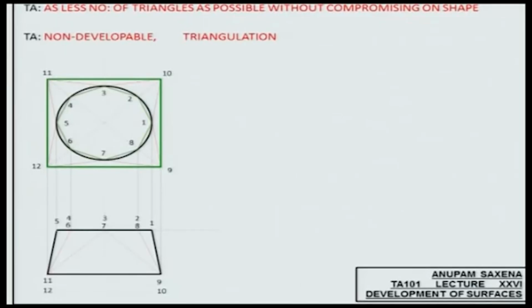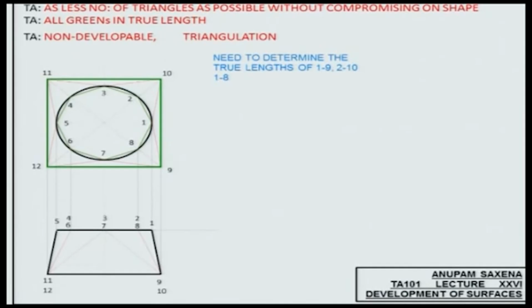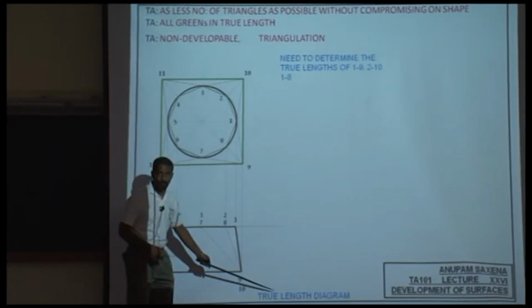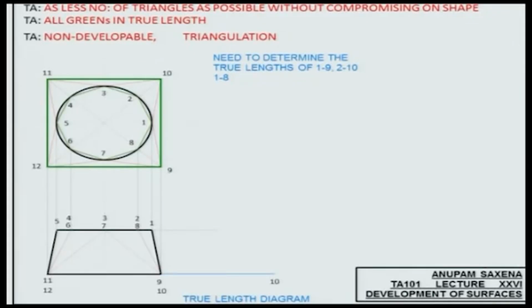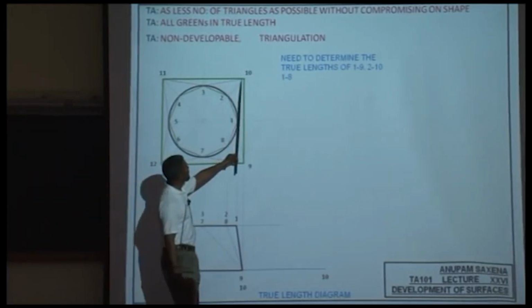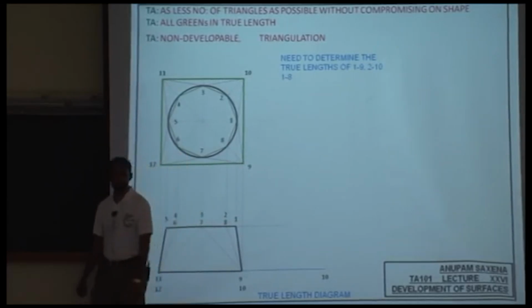So we need to find the true lengths of only a set of lines, and we'll be happy with that. Alright, all greens in true lengths, that's okay. Need to determine the true lengths of edges like 1, 9, 2, 10 and 1, 8. So I'm going to be preparing my true length diagram over here. Length 9, 10 is in true length.